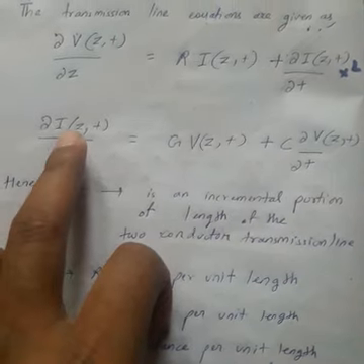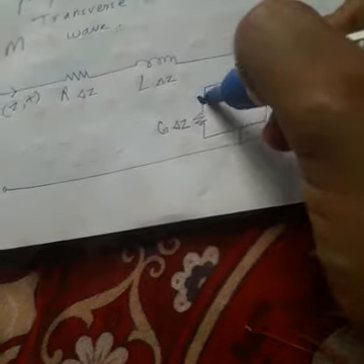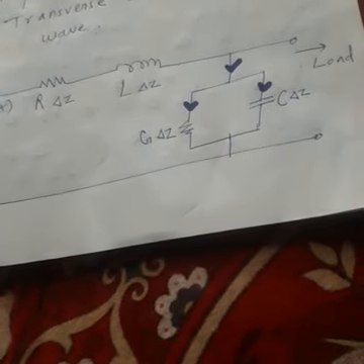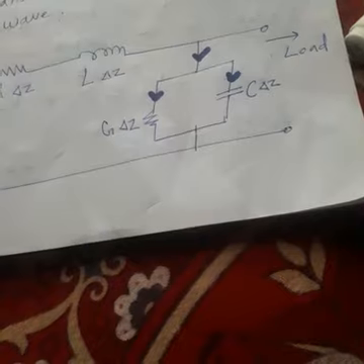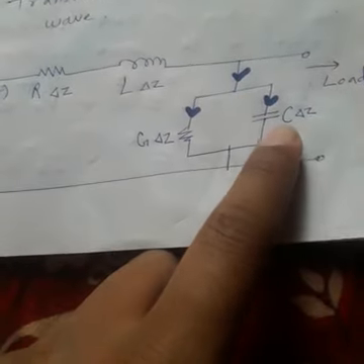Similarly, go to the second equation. Now I am considering the total current. If you look here in the figure, the total current I z of t that is coming here will go in both directions. One current goes to the conductance, one current goes to the capacitance. So the total current is equal to the summation of the current going into the conductance and the current going into the capacitance.